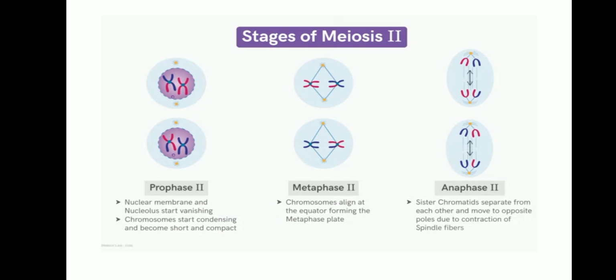And next is anaphase 2. Here what happens? The sister chromatids separate from each other and move to the opposite poles. You remember, anaphase means moving towards the poles. Okay, they move to the opposite poles due to the contraction of spindle fibers. The spindle fibers will pull the chromosomes towards themselves, towards the poles. That is anaphase 2. The separated chromatids become daughter chromosomes, and they move to the opposite poles.